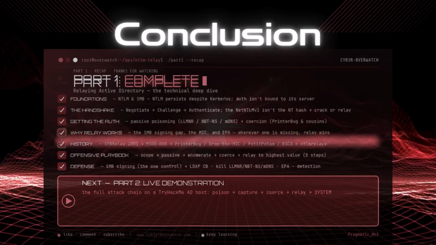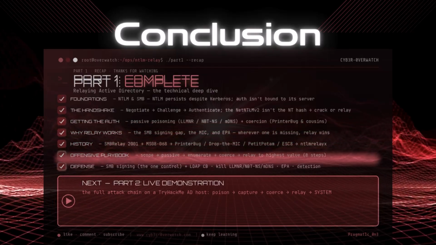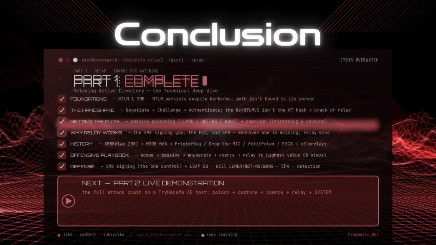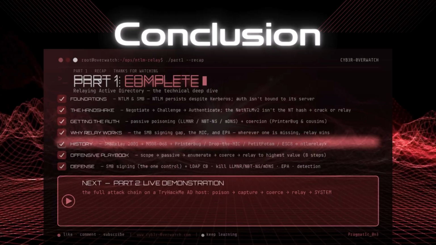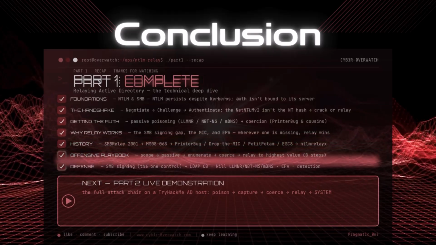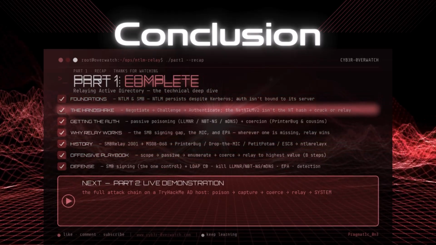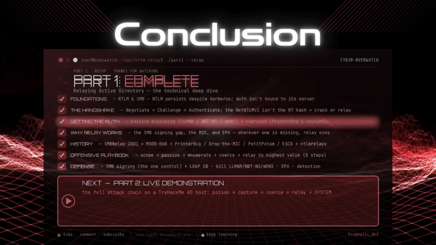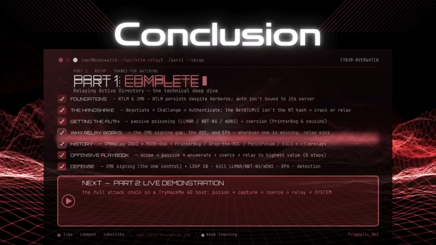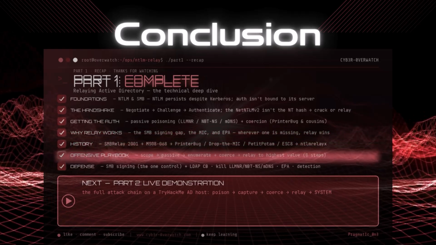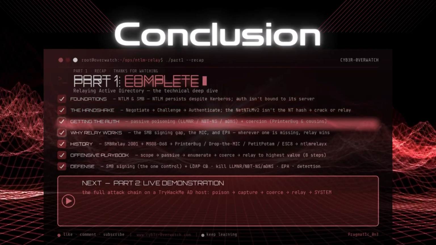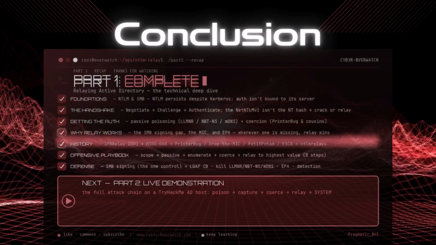I covered both ways to get a victim to authenticate to you: passive name resolution poisoning with LLMNR, NBT-NS, and mDNS, and active coercion with the printer bug and its cousins. And I explained why relaying works at all: the SMB signing gap, the MIC, and EPA. I went over the history too, from Sir Dystic's original SMB relay in 2001 through the MS08-068 patch to the modern renaissance driven by the printer bug, Drop the MIC, PetitPotam, and ESC8, all tied together by Impacket's ntlmrelayx.